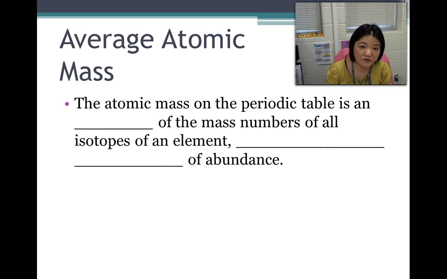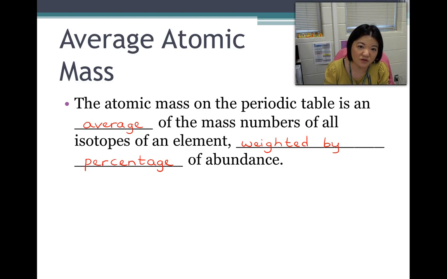The atomic mass on the periodic table is actually an average of the mass number of all of the isotopes of an element weighted by the percentage of abundance. Okay, so what does this all mean? This means that the atomic mass that is on the periodic table is actually not the real mass of the element. Okay, the atomic mass on the periodic table is actually an average of all of the mass numbers that we found of the isotopes.